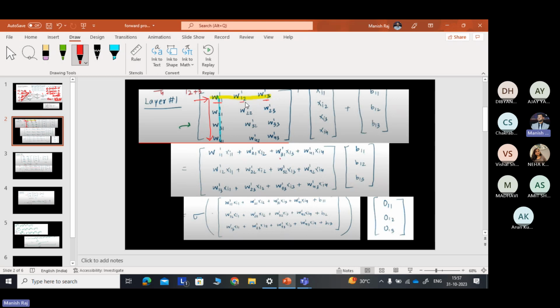Is it clear to everyone? How we are managing this weight matrix? Yes, sir. Clear? Yes, sir. Okay, very good.